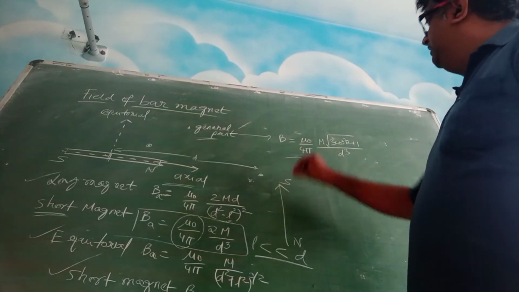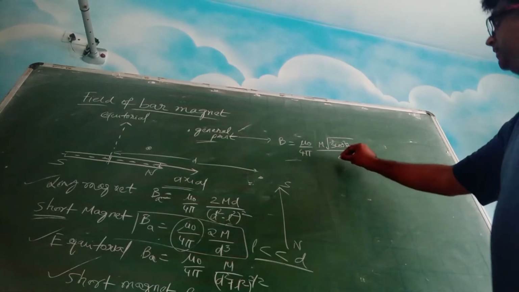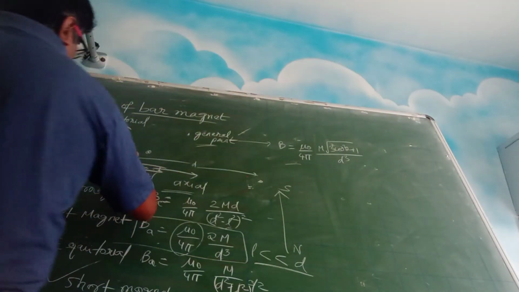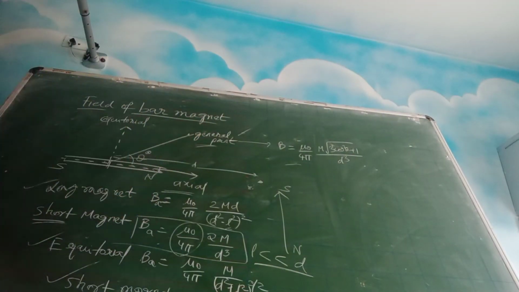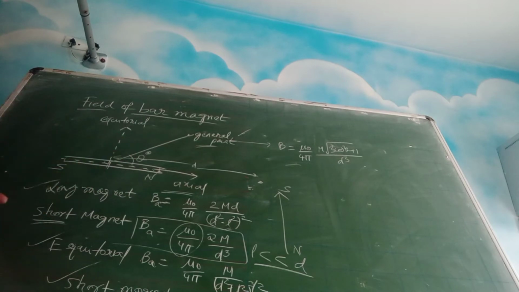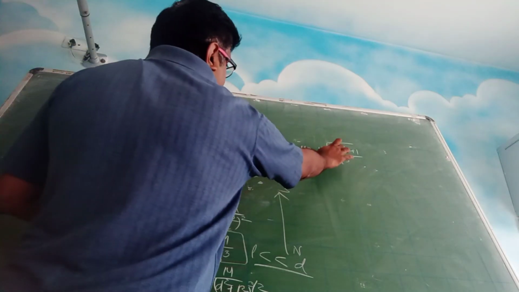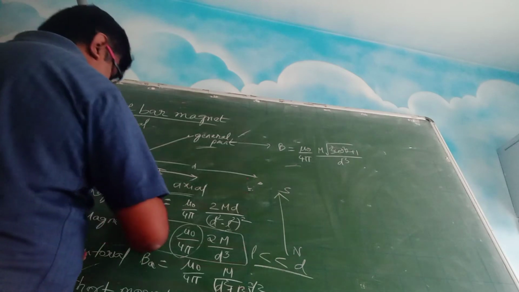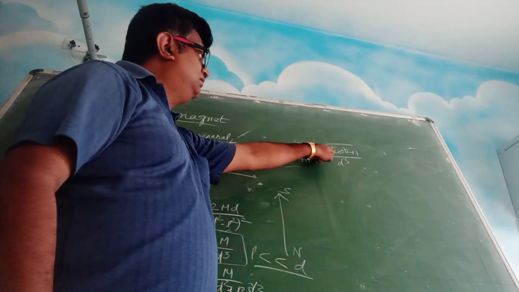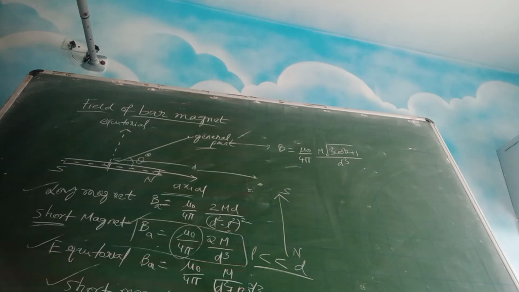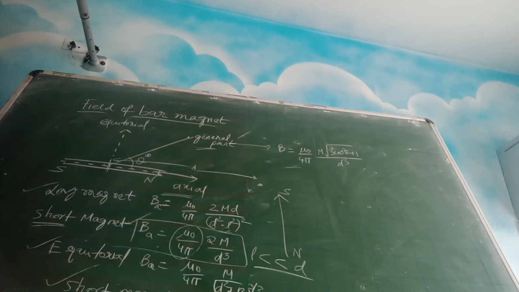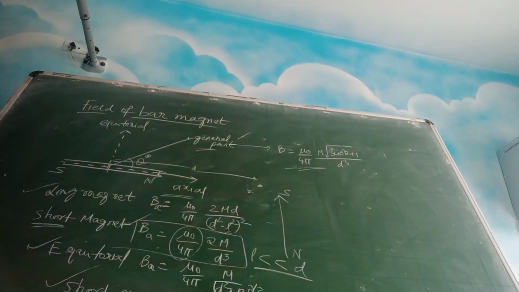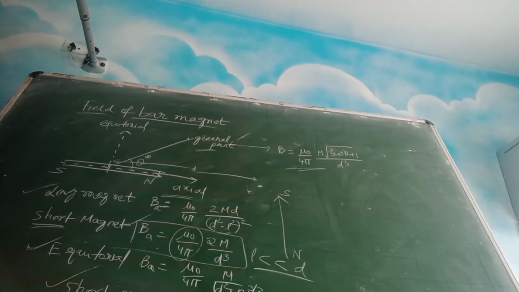So for this, B is equal to mu naught by 4 pi, m multiplied by the square root of (3 cos square theta plus 1), divided by d cube. Now what is this theta? You take the center point and join it to the point; this is your theta. Put theta equal to 0 and see what happens: cos theta is 1, so 3 plus 1 is 4, the root of 4 is 2, and you are getting the case of axial. Put theta equal to 90: cos 90 is 0, so it becomes m upon d cube, which is the case of equatorial. So this is the generic expression from which either equatorial or axial can be derived.